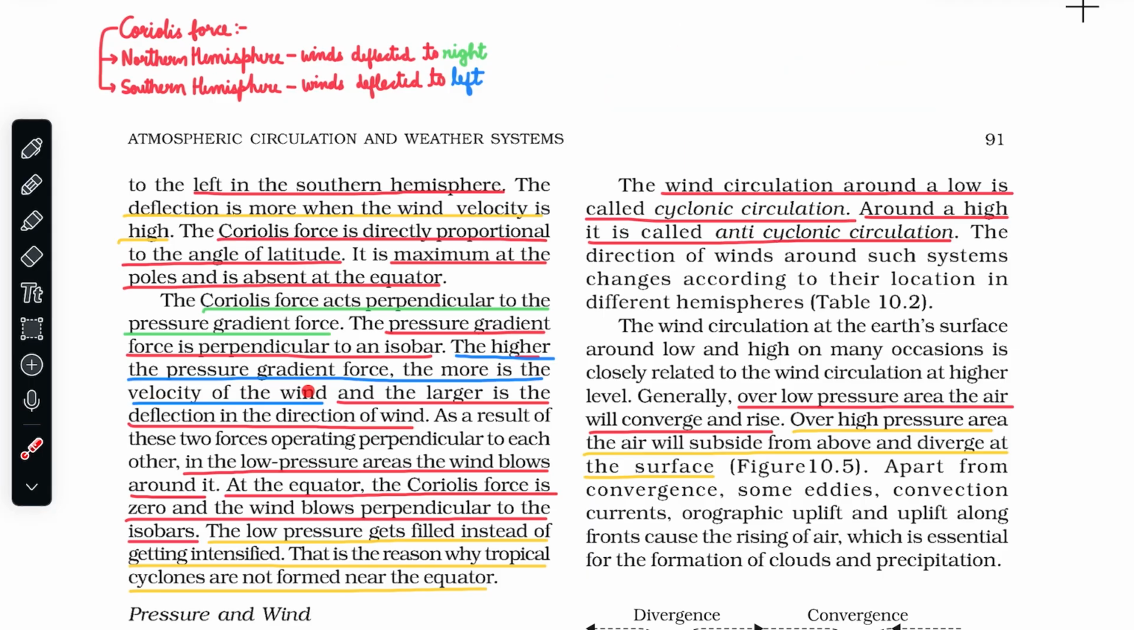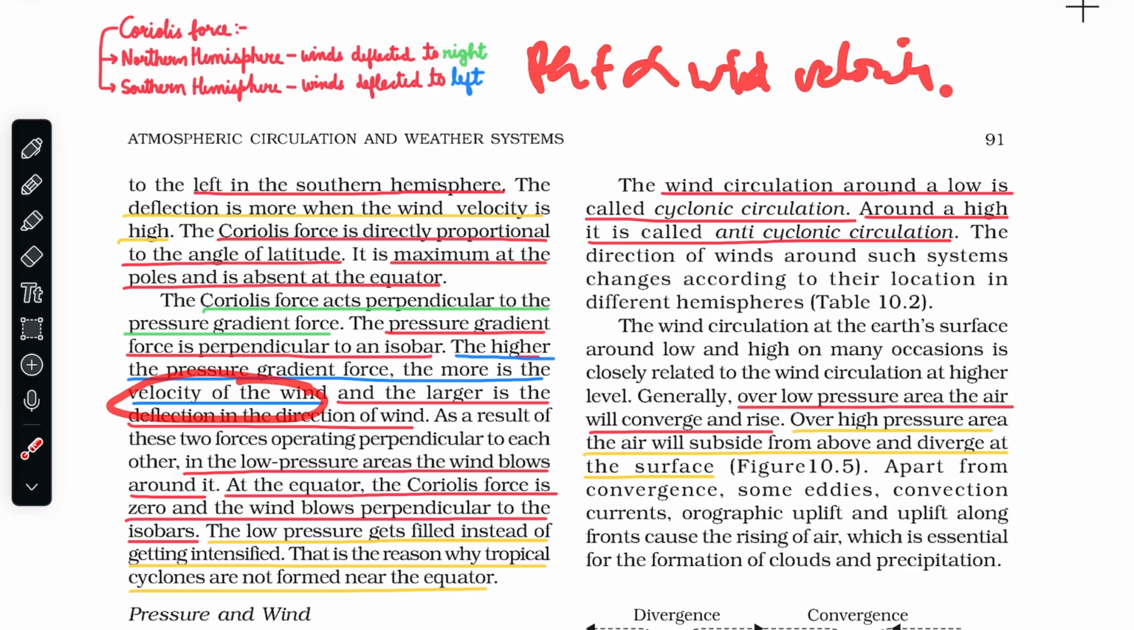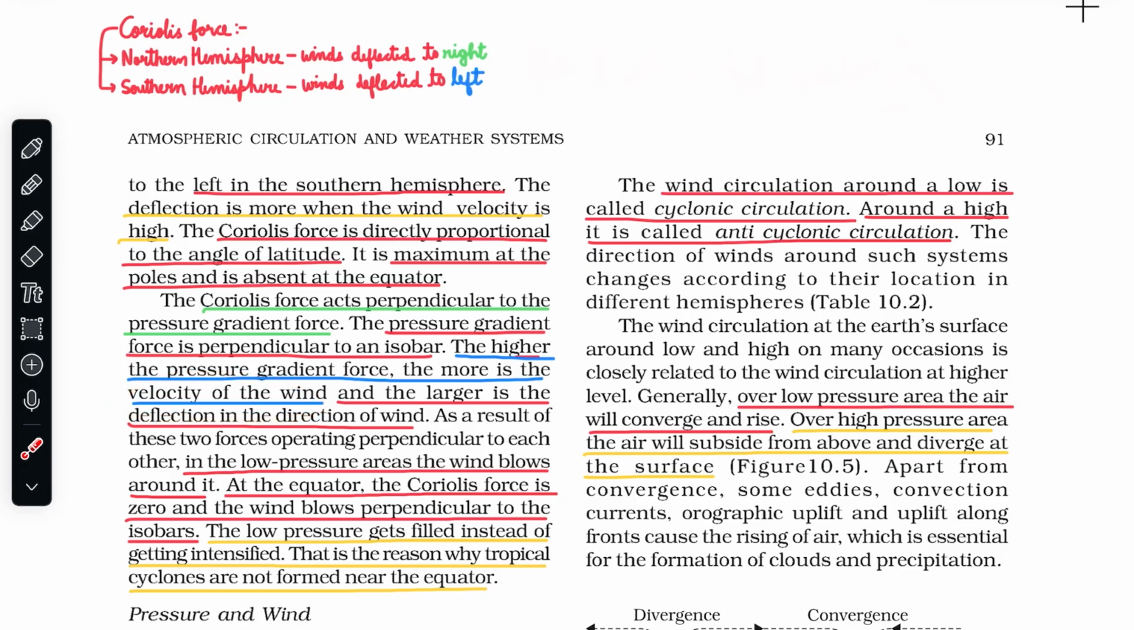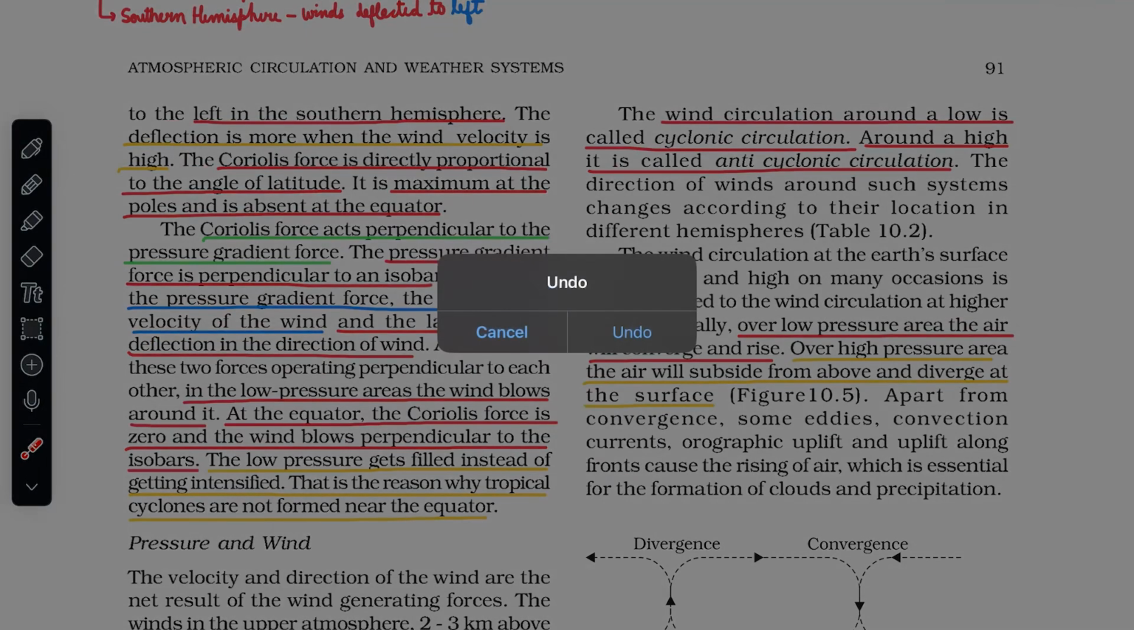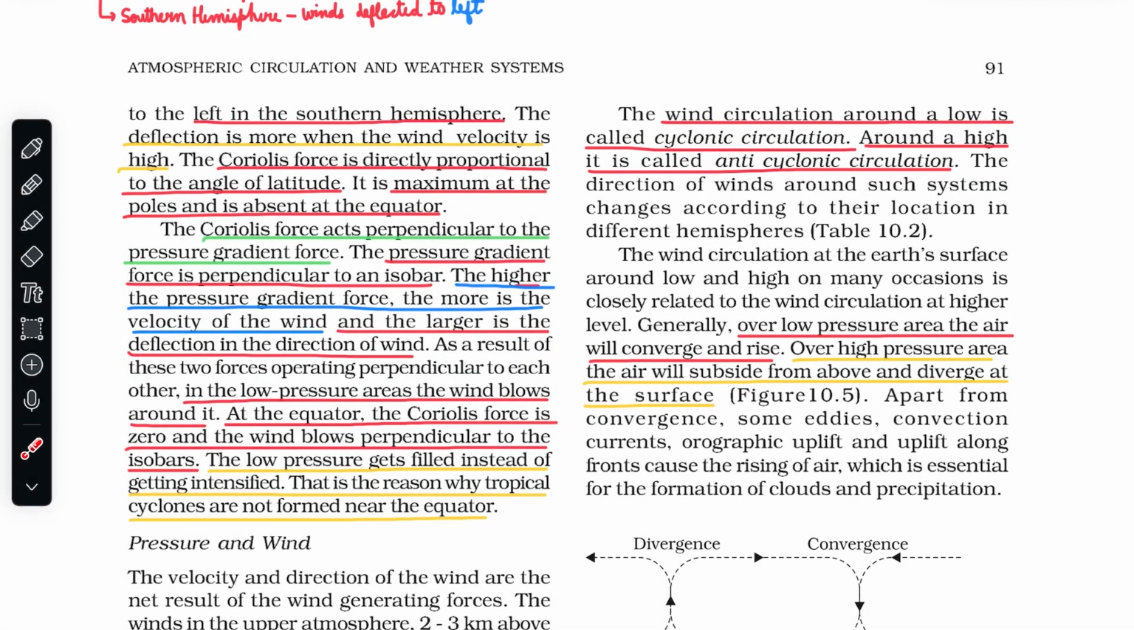The higher the pressure gradient force, the more is the velocity of the wind, and larger is the deflection in the direction of the wind. So we've read about the Coriolis force, which acts perpendicular to the pressure gradient force. The pressure gradient force is perpendicular to an isobar. The higher the pressure gradient force, the more is the velocity of the wind, and the larger is the deflection in the direction of the wind.